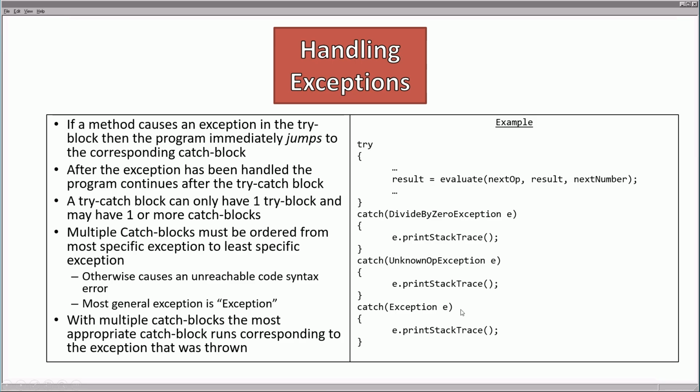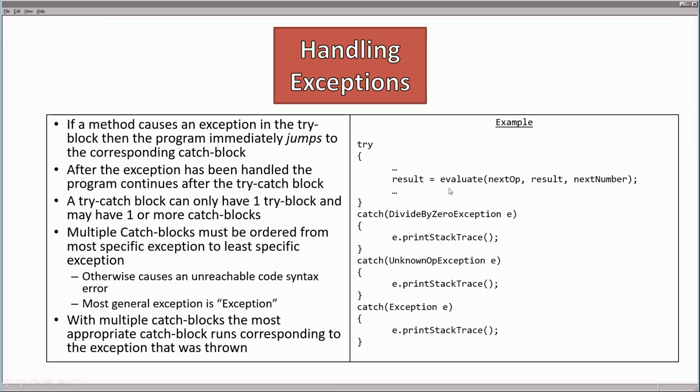This makes this a more specific version of that type of exception. If we were to put this catch block before these, then DivideByZeroException and UnknownOpException, which we're going to assume also inherits from this type Exception, would not be reachable. This can cause a syntax error. So then, if this method were to throw a DivideByZeroException, it would jump to this catch block, handle it, and then jump outside of the try-catch blocks.